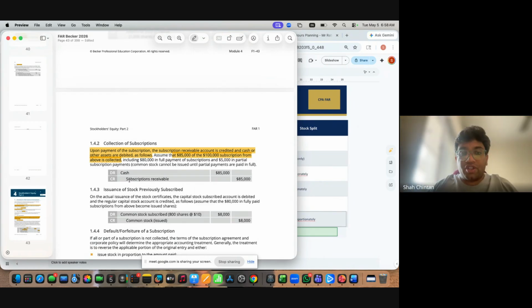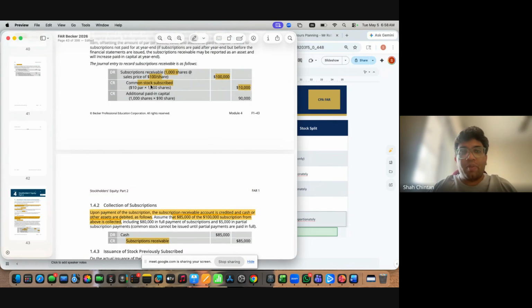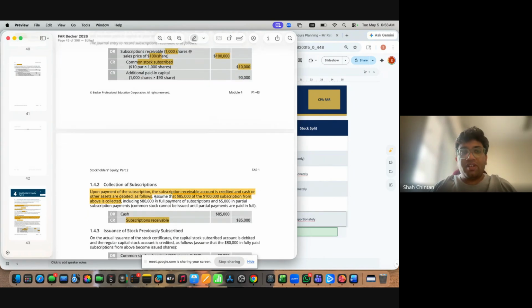You are not issuing the share. You are just recording the cash entry. The shares will be issued. The entry will be common stock subscribed account debit to common stock issued account. Okay. So ये आप just receivable close करके cash को debit कर रहे हो because the money is received.